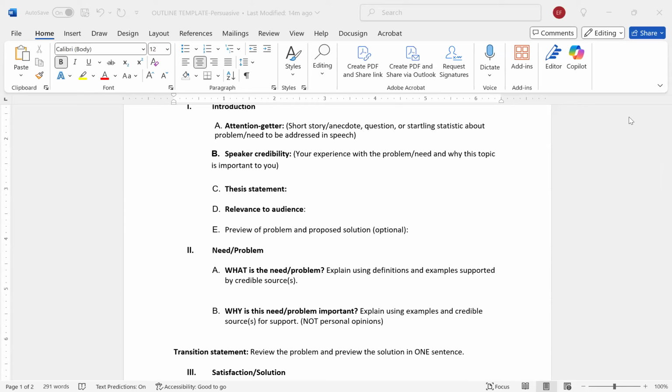Logos is logic, and logos is also facts and statistics, where you're going to back up that this is really a problem or need with research from credible sources and experts on the topic. Again, not your opinions. So you're going to clearly outline what this problem is. You're going to explain the problem and define it using definitions, credible sources, and examples.